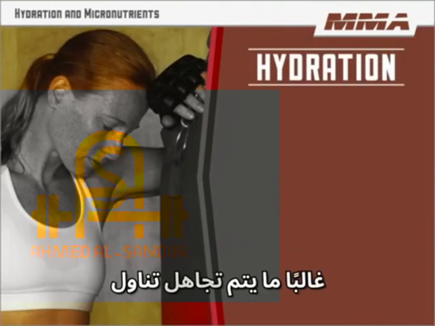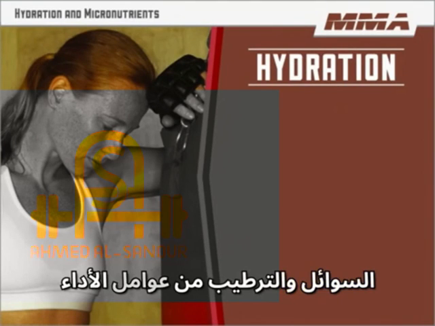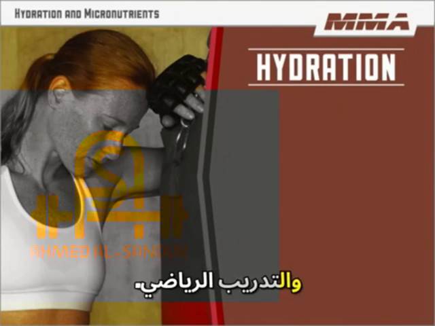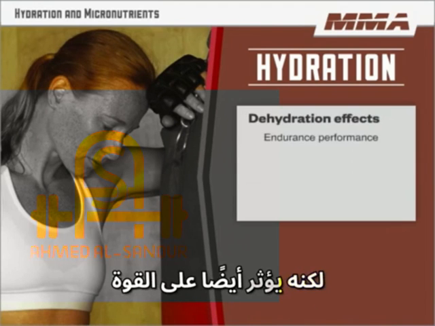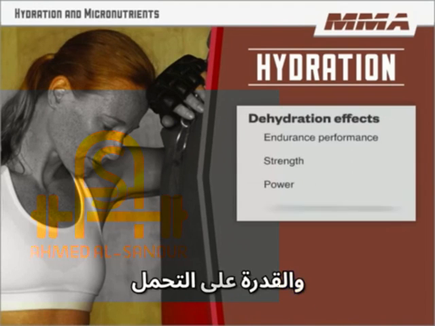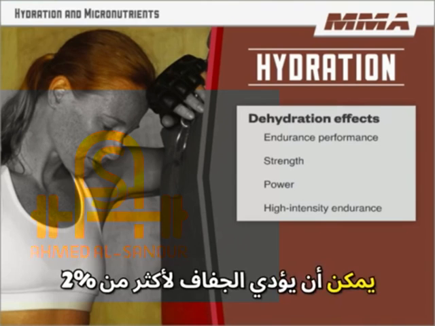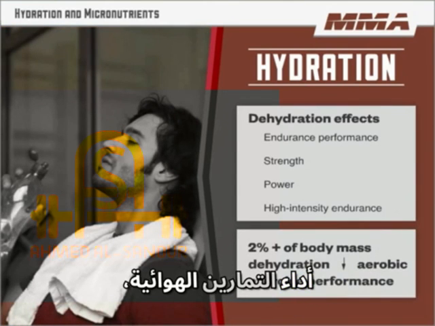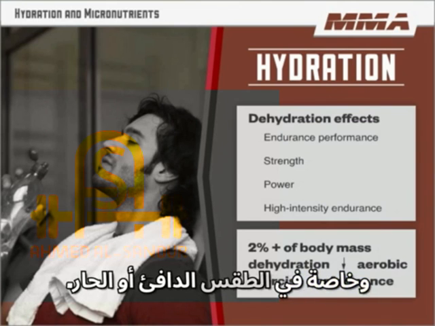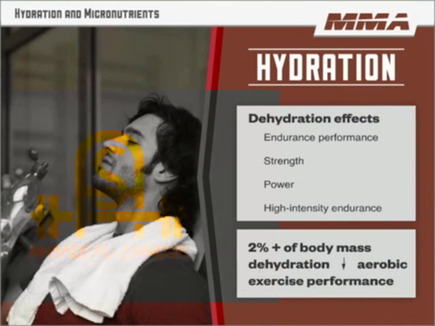Fluid intake and hydration are often overlooked performance factors in fitness and sports training. Research proves the effects of dehydration on endurance, but it also affects strength, power, and high-intensity endurance. Dehydration of more than 2% of body mass can decrease aerobic exercise performance, particularly in warm or hot weather.